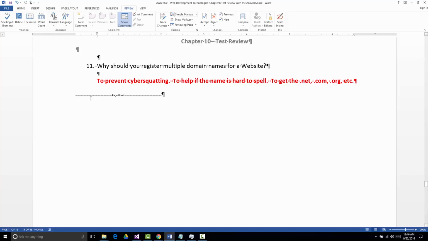Why should you register multiple domain names for a website? Okay. You want to prevent cyber squatting. I told you about that before. That's when somebody buys a name that they think you might want. It can also help if the name is hard to spell. So if you've got a company called, for example, Smith Brothers or Smith and Son, whatever it happens to be, if you spell it Smythe, you might buy that, plus you might buy Smith, because some people are going to spell it wrong when they put it in. And you buy multiple domain names and just have them forward to the right spelling.